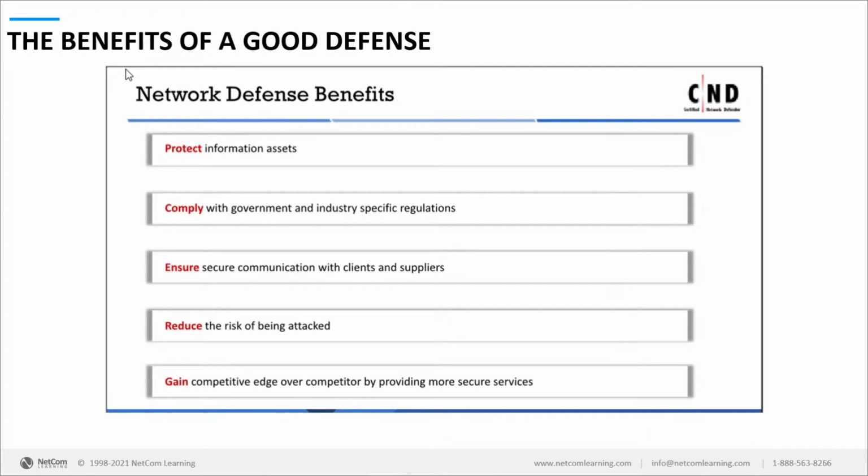And you ensure secure communications with clients and suppliers. This needs to be checked and double checked. Reduce the risk of being attacked, because your information is not going to be leaked out. And in that you can gain a competitive edge over competition because you have secure services.